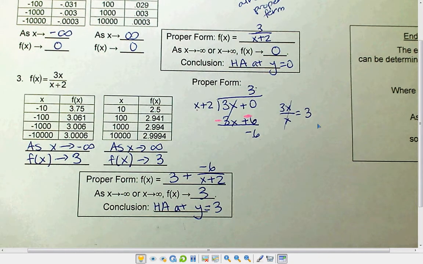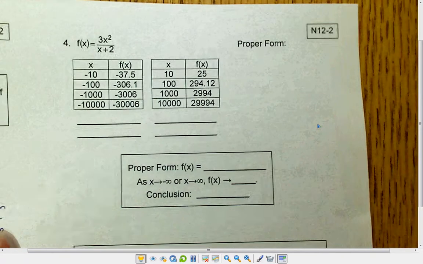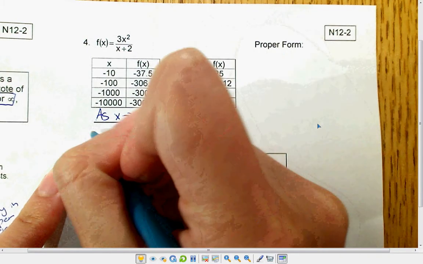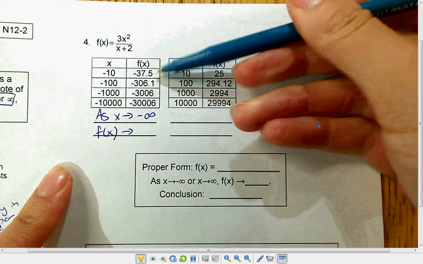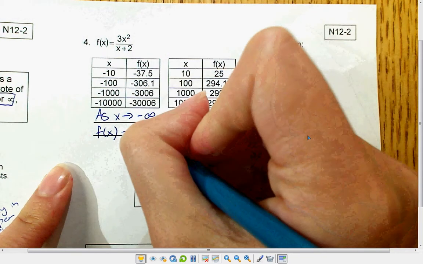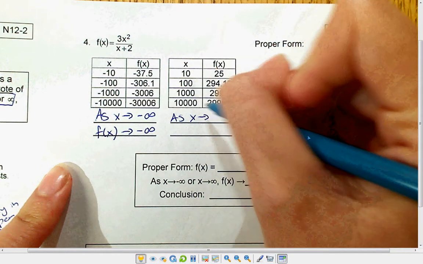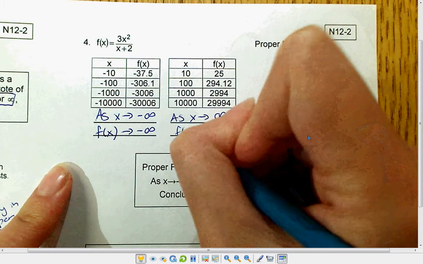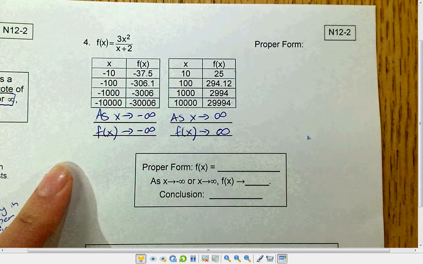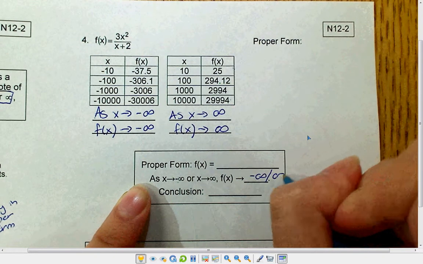Okay, one more quick example using tables, and then we'll go into the rule. Let's look at number 4 now. As x approaches negative infinity, what is f of x approaching? Look at these numbers. It's getting bigger and bigger negatively, so this is approaching negative infinity. As your x gets bigger and bigger, toward positive infinity, f of x is also getting bigger and bigger, positive infinity as well. So as x approaches infinity or negative infinity, f of x is also approaching infinity or negative infinity.